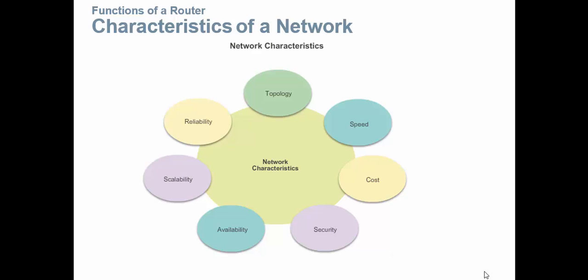So these are the characteristics and attributes that provide a means for us to be able to compare different networking solutions, so we can look and see what you really need when you develop your network.